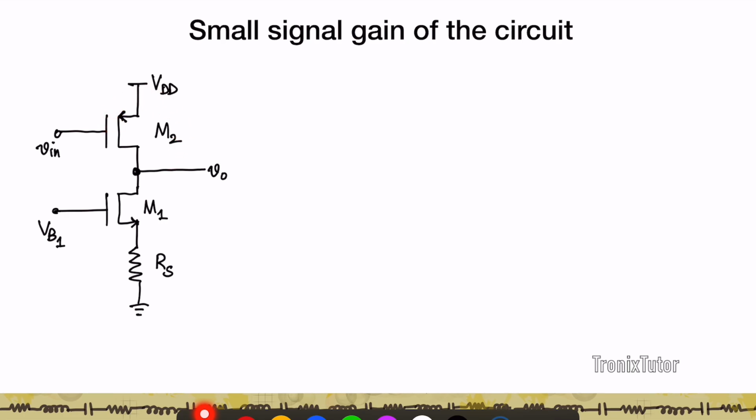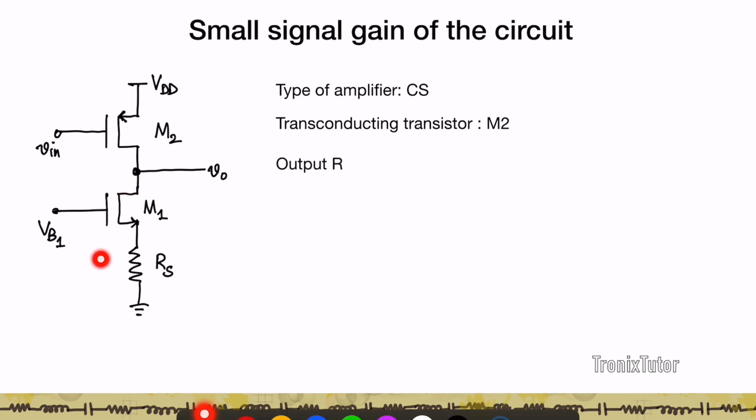Now what is happening here is that this entire circuit is working as the load connected to transistor M2. So again, you see this kind of an amplifier is a common source amplifier. M2 is doing the transconductance. So the gain of the circuit is of the format minus GM2 into RO2 parallel RD. So we need to find the effective output resistance. So looking into the drain of M2, I'm going to get an RO2.